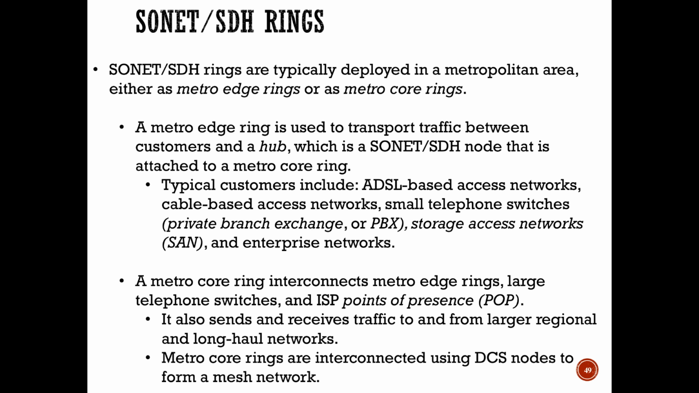Typical customers include ADSL-based access networks, cable-based access networks, small telephone switches, private branch exchange or PBX, storage access networks, SAN, and enterprise networks. A metro core ring interconnects metro edge rings, large telephone switches, and ISP points of presence, POP. It also sends and receives traffic to and from larger regional and long-haul networks. Metro core rings are interconnected using DCS nodes to form a mesh network.